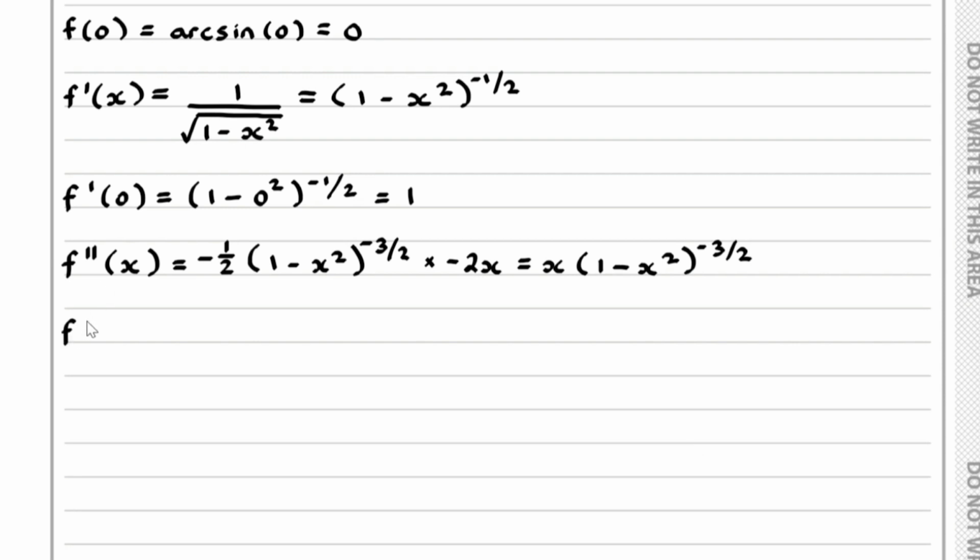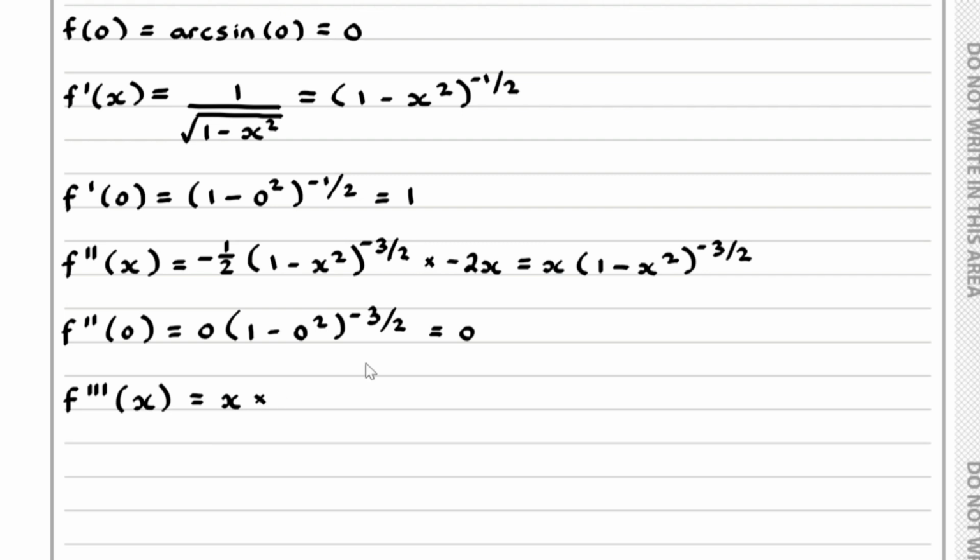And so if I evaluate f double dash of 0, we have 0 lots of 1 minus 0 squared to the power of minus 3 over 2, which is 0. So we need to work out another derivative. f triple dash of x, well, here we can use the product rule. We have x multiplied by the derivative of 1 minus x squared to the minus 3 over 2. Well, here we need to use the chain rule again.